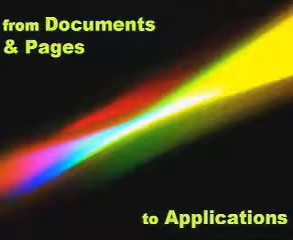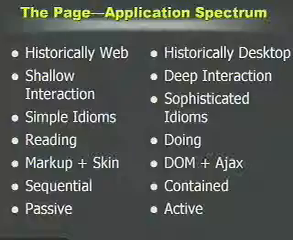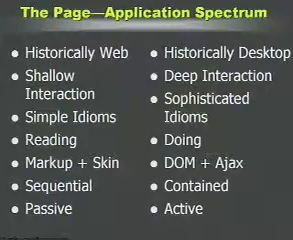So I alluded to the spectrum from documents to applications, from kind of web pages to kind of web apps and our rich internet applications. And I kind of picked a little bit about kind of that spread. Pages are the web. The web's about distributing content first and foremost. That's kind of how it was imagined. Now we're bringing the desktop richness into the browser, which really allows for much deeper interaction.